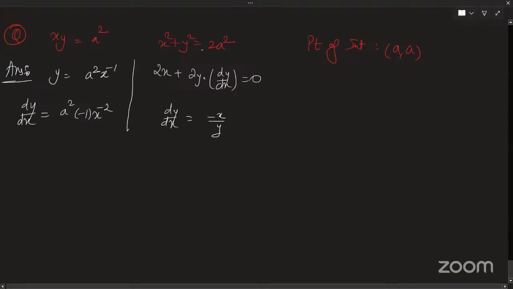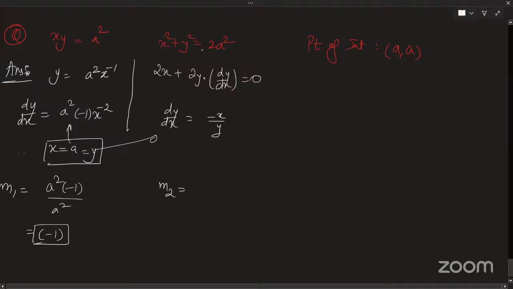So my point is a comma a, so my x and y both are equal to a. If I substitute them in both of them, can you tell me the value of m1 and the value of m2? Slopes. It will be a square into minus 1 by a square. So it is minus 1.